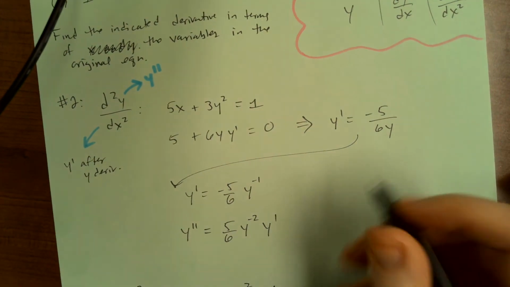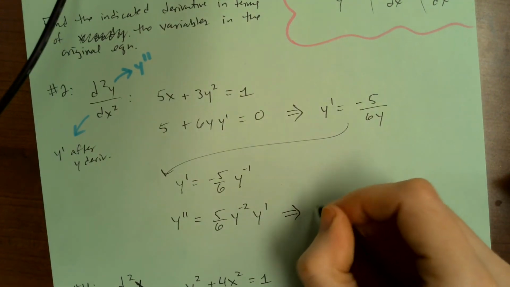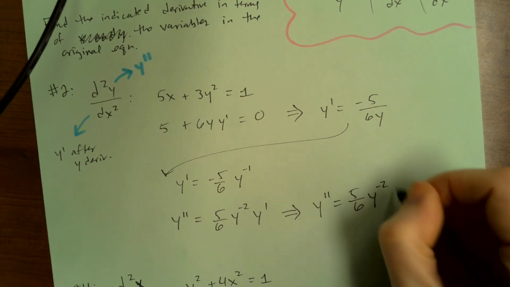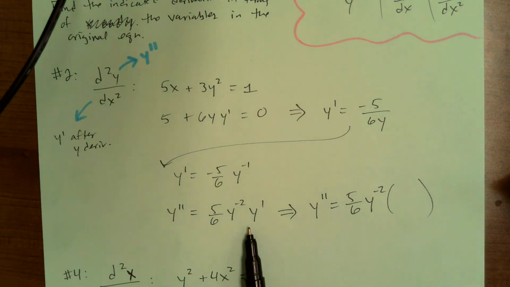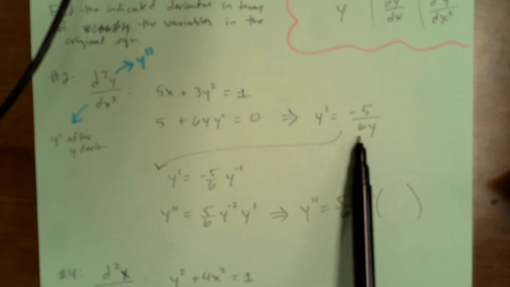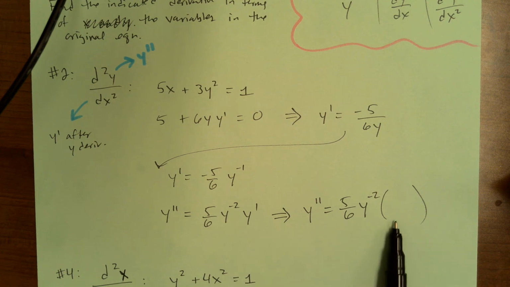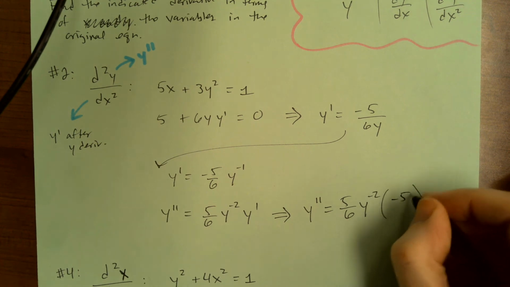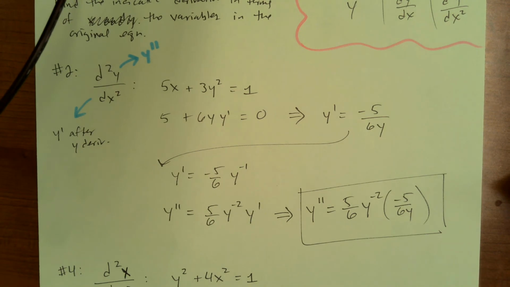So what we want to do next is we want to leave a blank for the y prime. All right, I'm leaving a blank where the y prime was. And guys, we actually already found y prime in this step here. So you're going to replace the y prime in the second derivative with your y prime answer from when you did the first derivative. So negative 5/6y. And you don't have to simplify at all. So that is the answer right there.